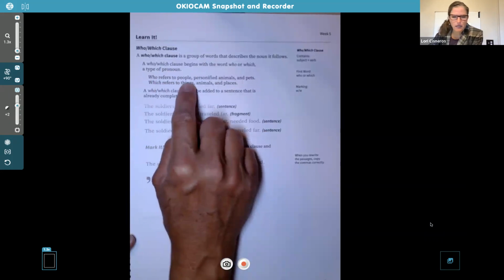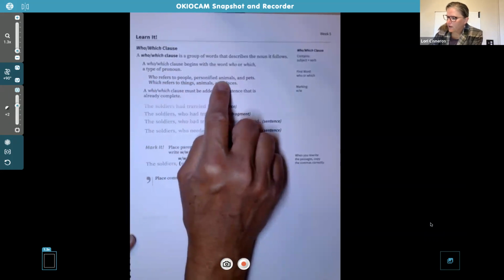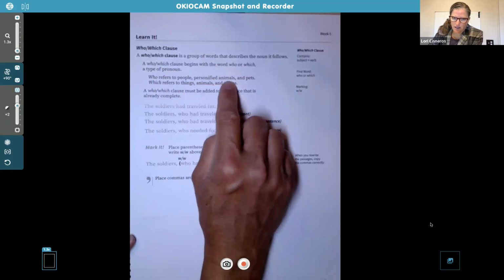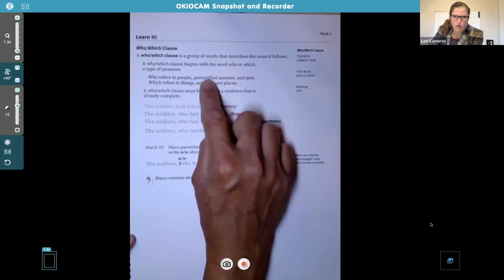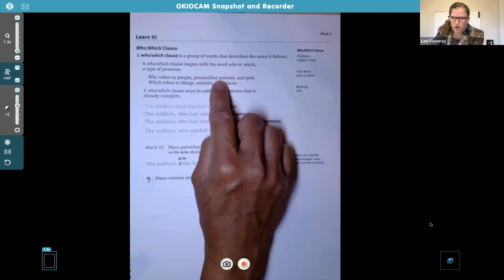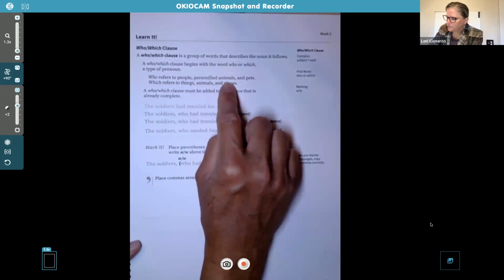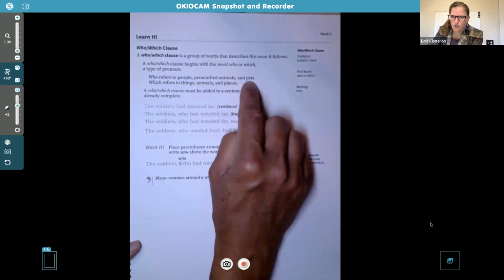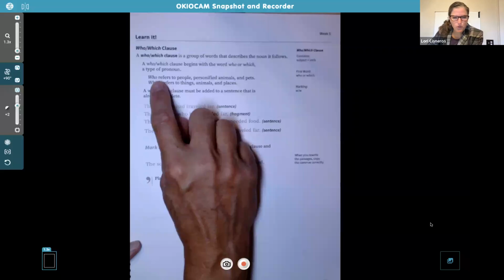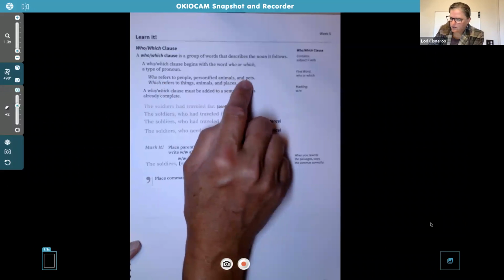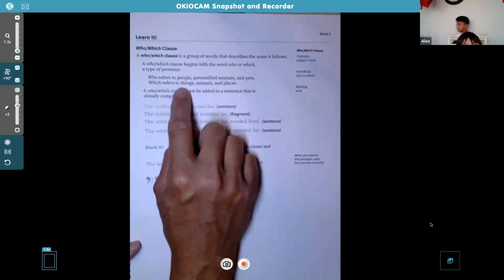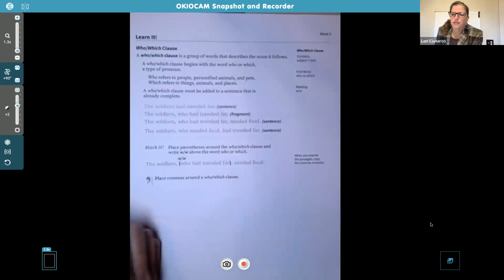Who refers to the people or personified animals. That just means like if you're writing about an animal like a pretend story and the animal has a character or a personality to it, personified animals. And pets. So when you're talking about your own pets, you can use who in that sentence. So which refers to things, animals, and places.